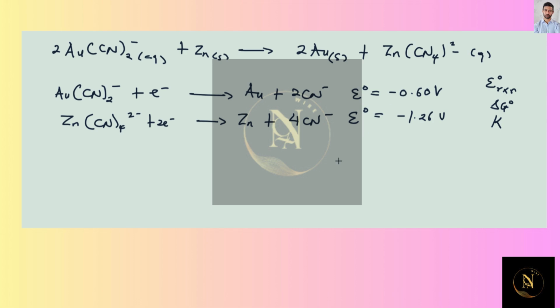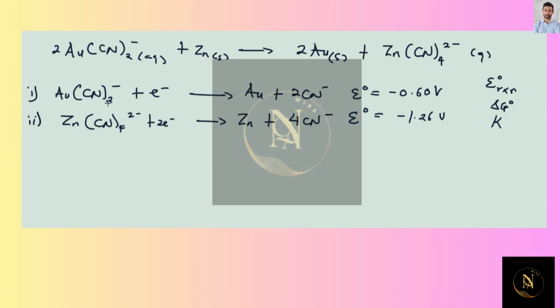And this should be Zn(CN)4 2 minus. So how can we go about doing that? One thing that we need to do first is to look at this equation and figure out how we can arrange these two equations to give us this. Okay.